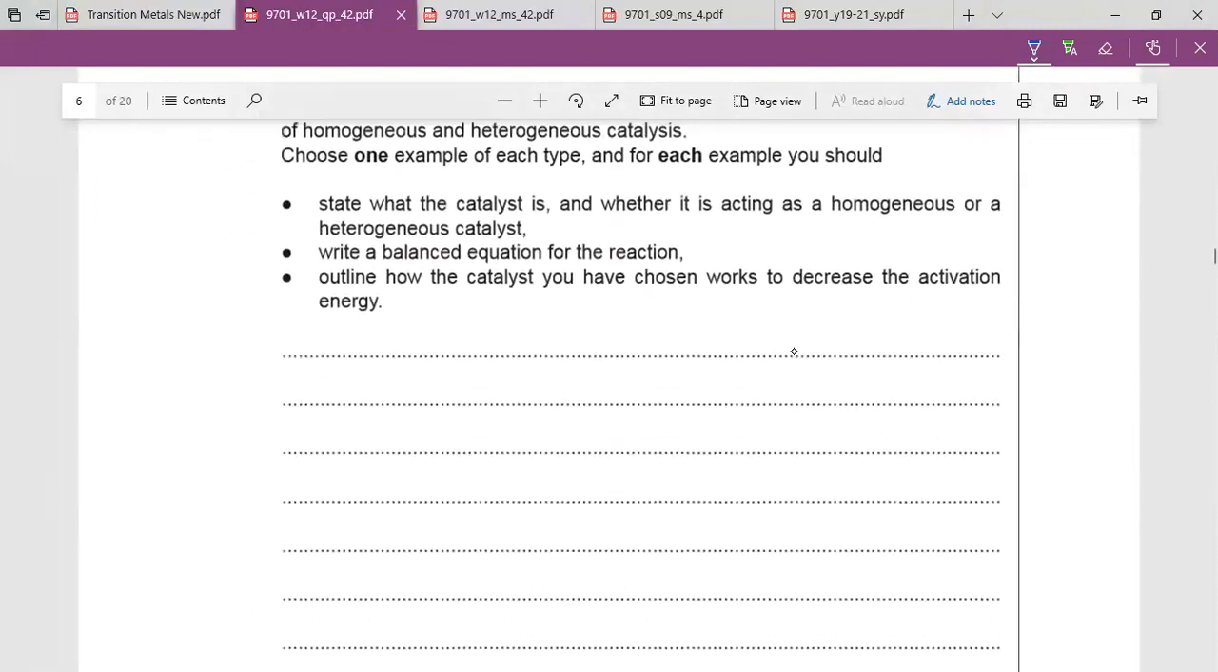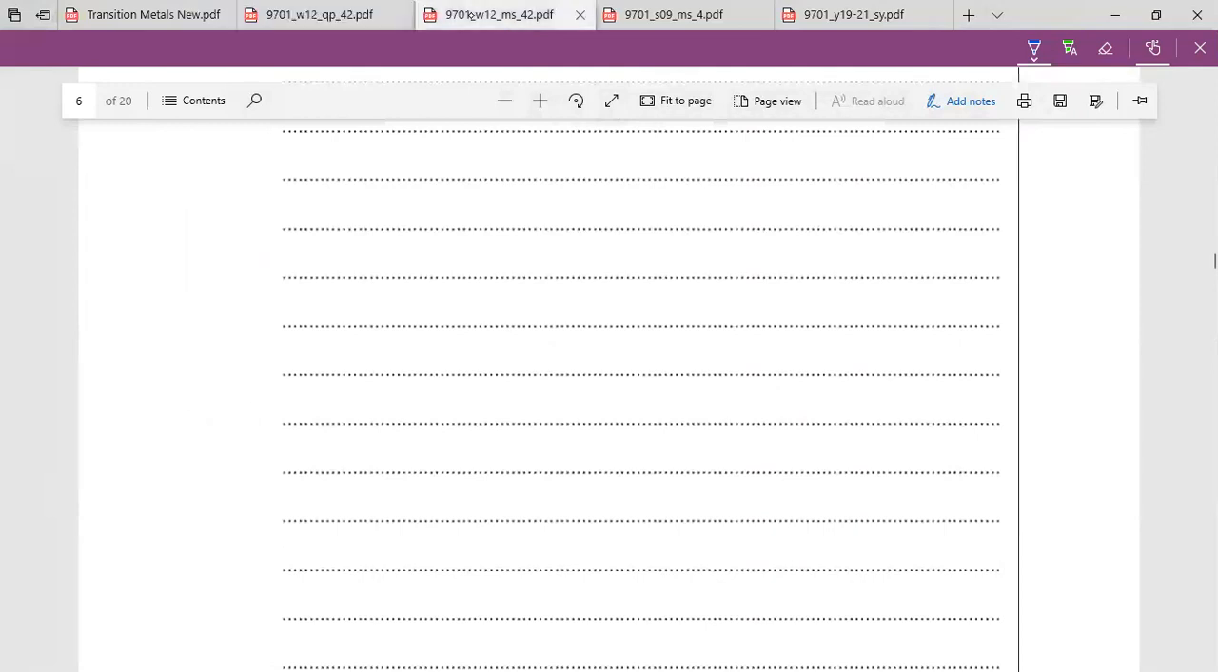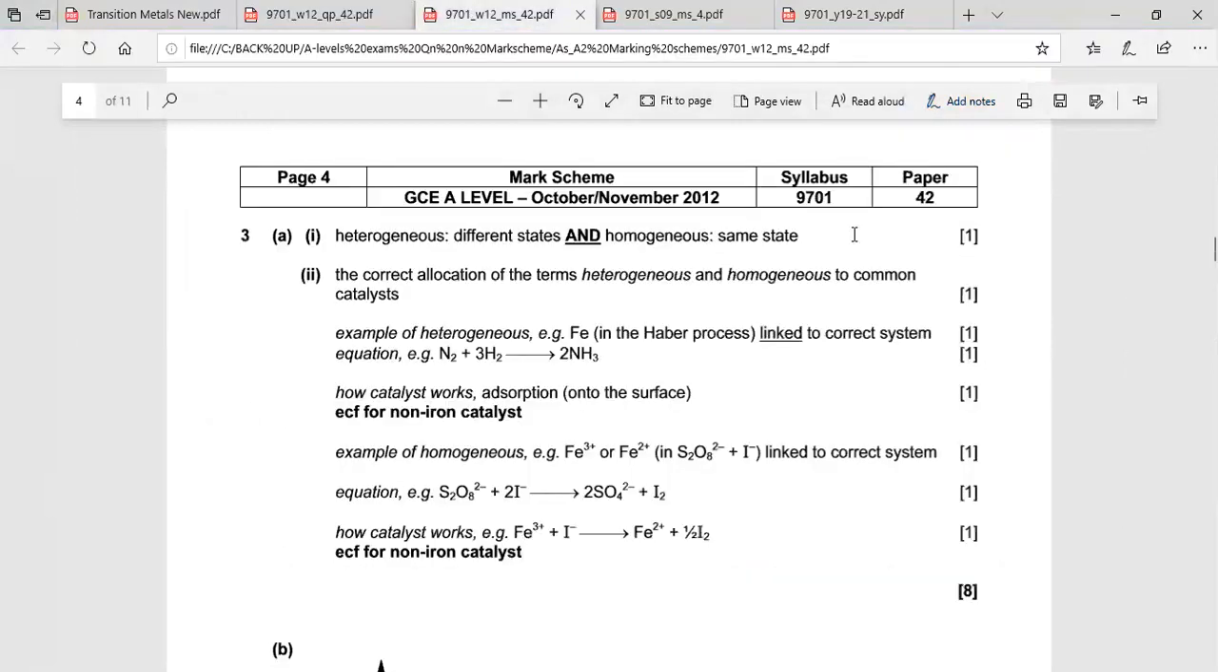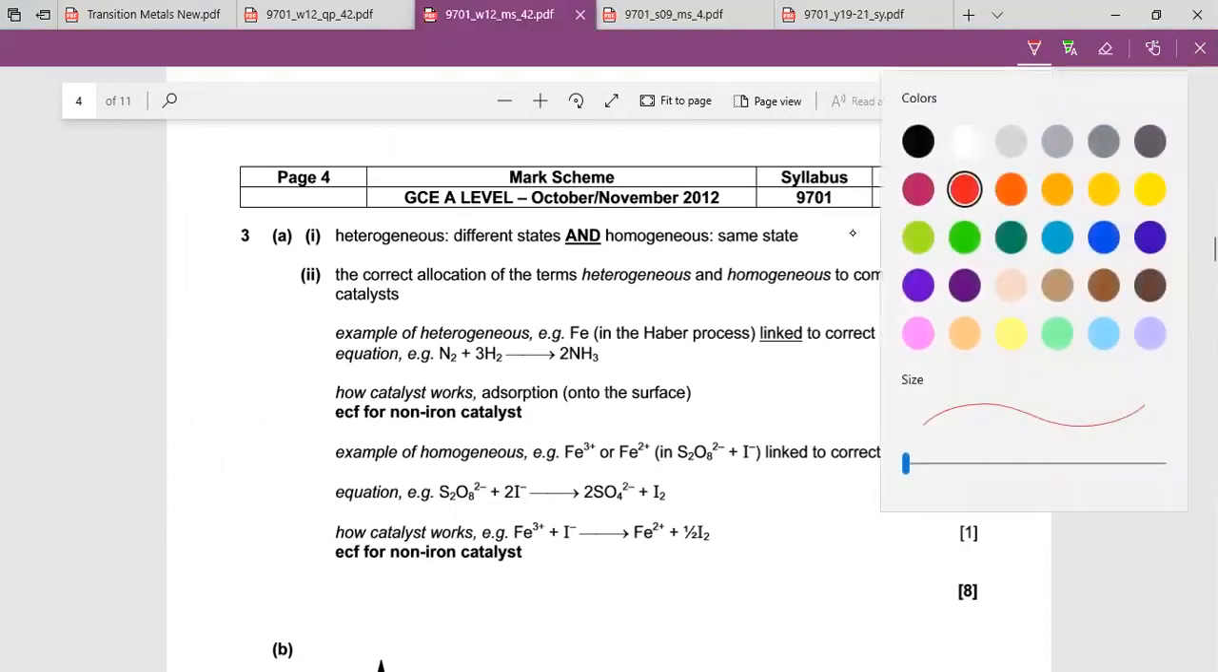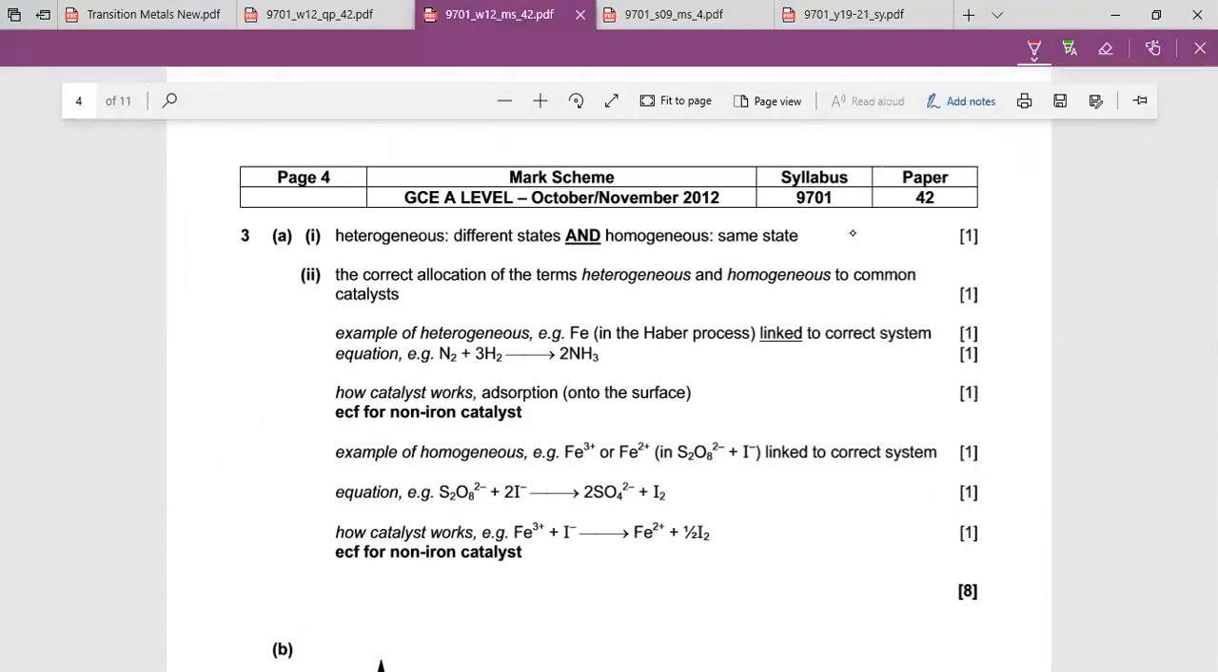This is the question here. Now here, see, heterogeneous. They just say different states, which means the reactants and catalysts have different states. You better put this down. And homogeneous, just one mark only. Homogeneous means same state, the catalyst and the reactant in the same state.